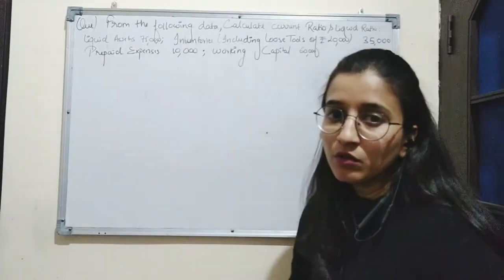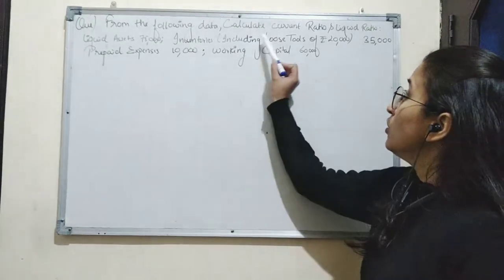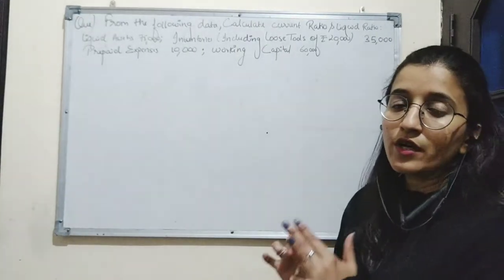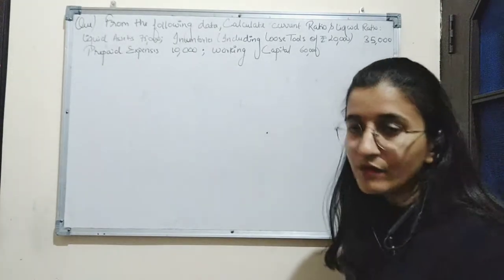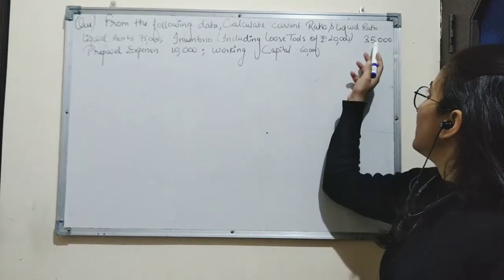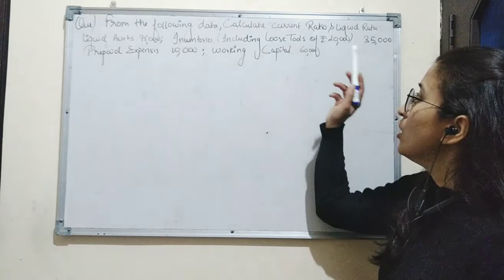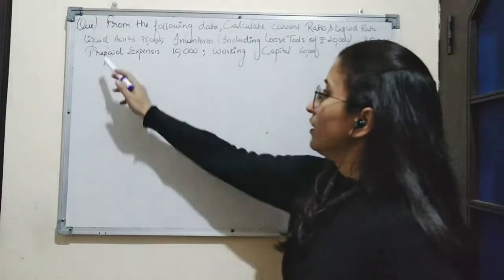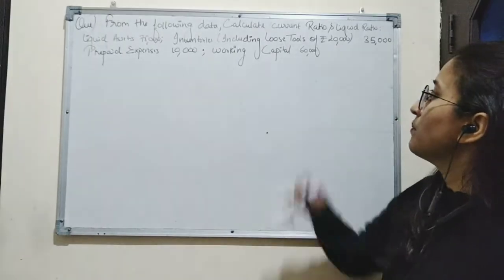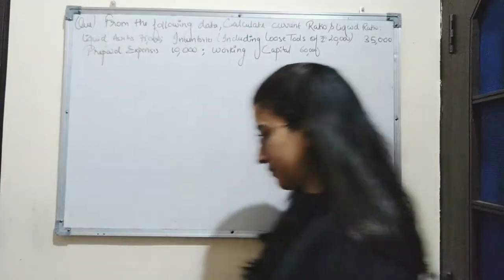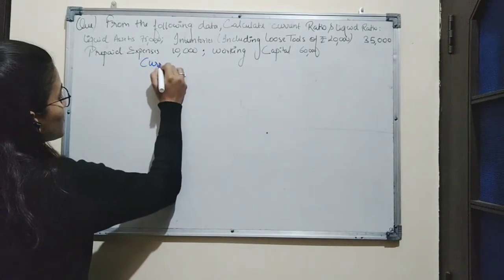Now it is important to note, while calculating inventories, we will not include loose tools. Loose tools are always excluded while calculating the amount of inventories. So here amount of inventory is 35,000, out of which 20,000 includes loose tools. Then prepaid expenses rupees 10,000 and working capital rupees 60,000. First we will calculate current ratio.